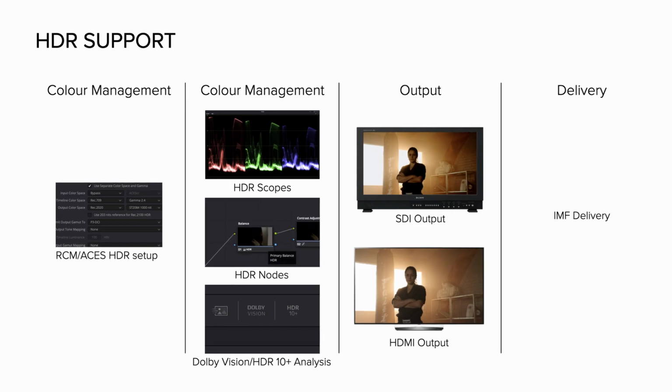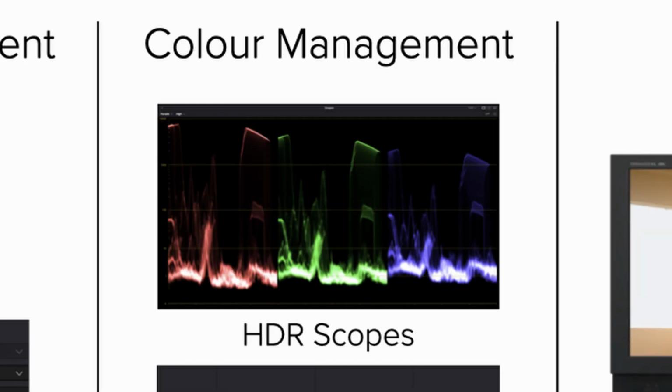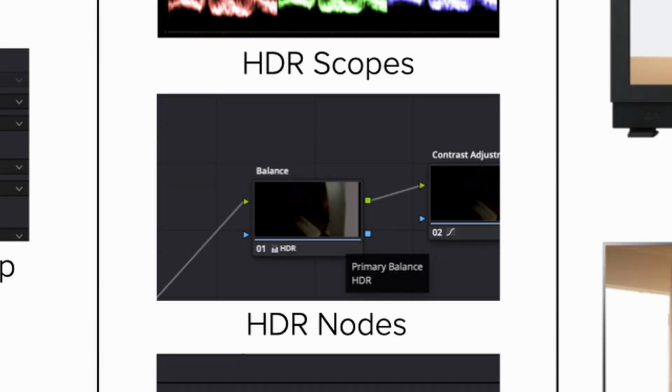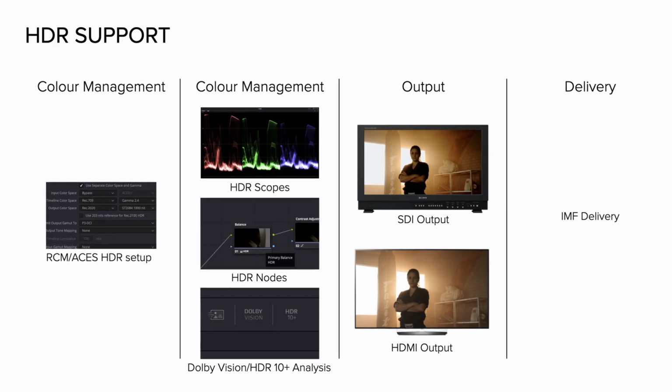For HDR, the free version will allow users to set up their Resolve projects in the correct color space using Resolve Color Management or ACES. When grading HDR, users will require the ability to use HDR scopes, HDR nodes, and allow for clip analysis for either Dolby Vision or HDR10+, depending on the delivery. All of these features are Studio only.